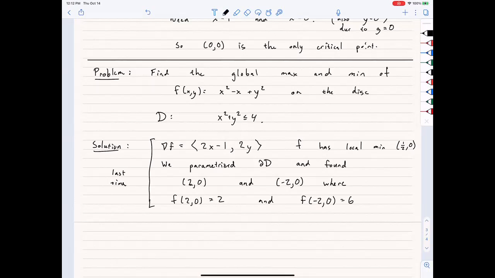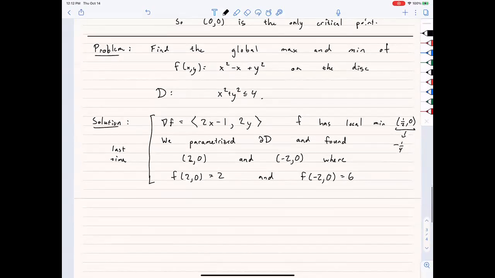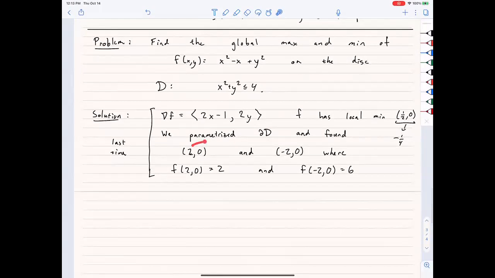And then we were able to look and compare values. I'm not sure we calculated the value of, did we calculate this? We probably did. I don't remember. I think this goes to negative 1/2, negative 1/4. So we could compare these 4 values and get that 6 was the maximum, and negative 1/4 was the minimum.